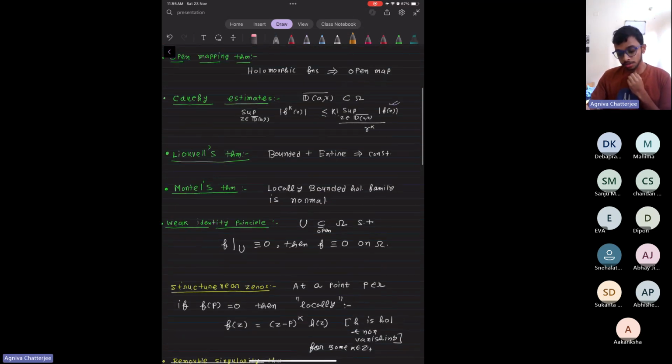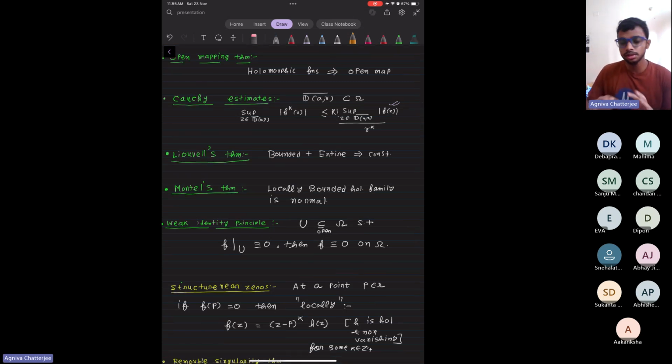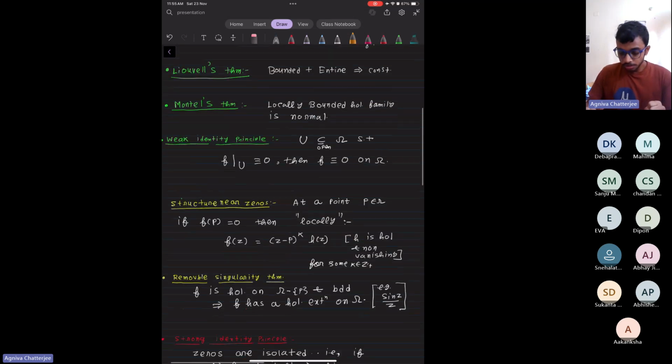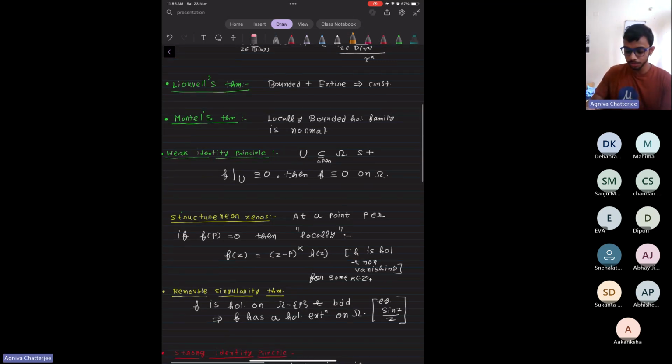Structure of zeros: there is what is known as the Weierstrass preparation theorem, which gives you a structure of zeros in higher dimension, which is not exactly like this. You need a little bit of modification. There is a removable singularity theorem as well, but you need some notion of zero set there, which, if I get time in later lectures, we will talk about. There is a version of the removable singularity theorem.